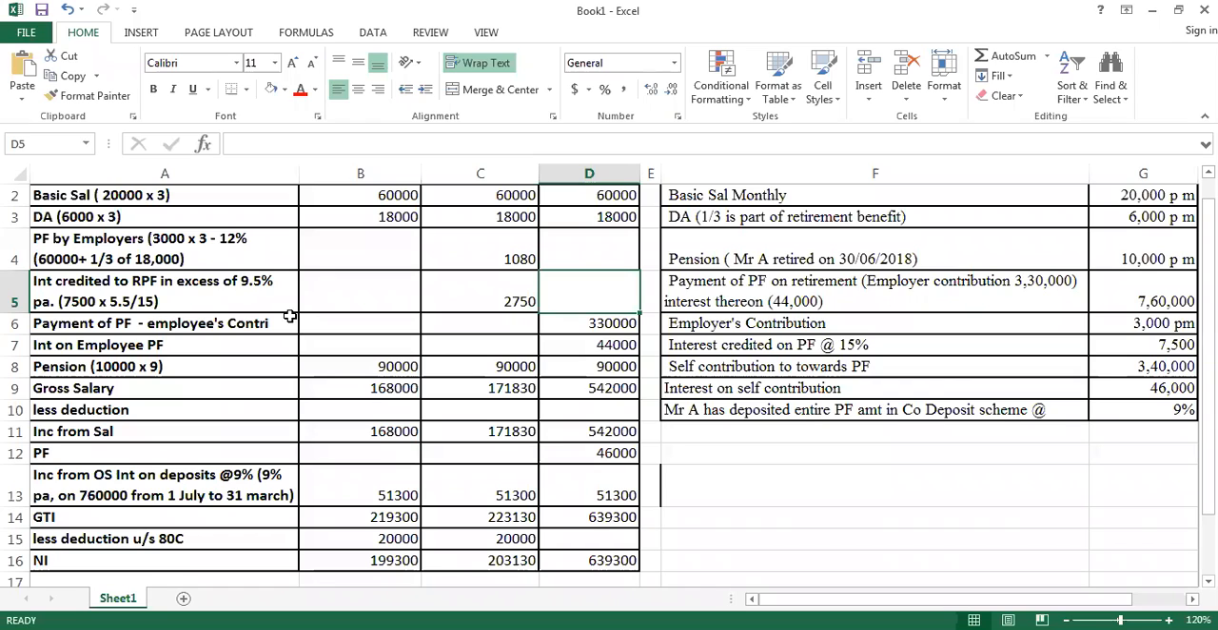Okay. Next, we move on to the next one. Can you see one more entry here now? Payment of provident fund. Something is written here: payment of provident fund on retirement. Employer's contribution is 3,30,000 and interest thereon is 44,000. This amount is mentioned here. Now I have taken those entries, employer's payment of provident fund.